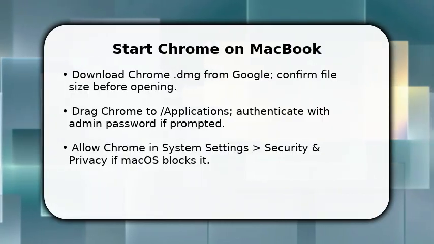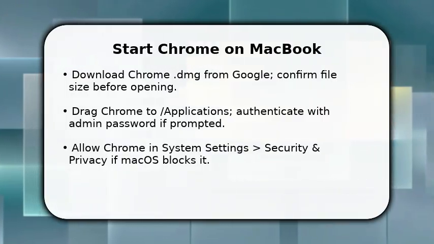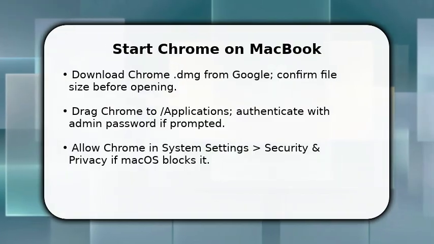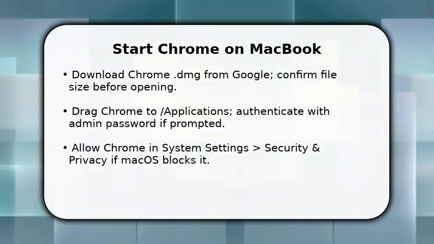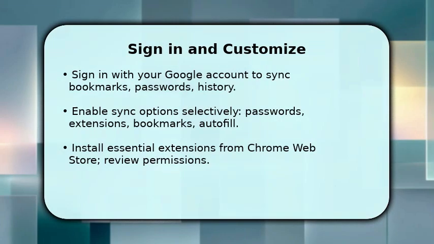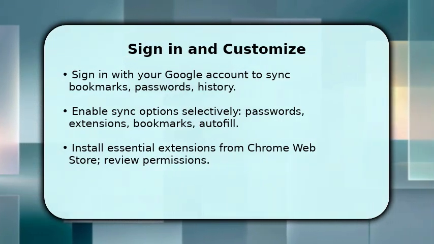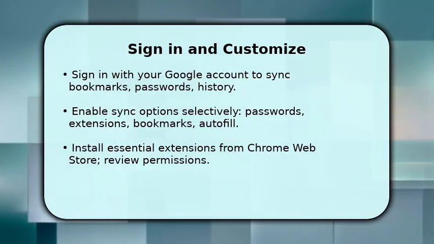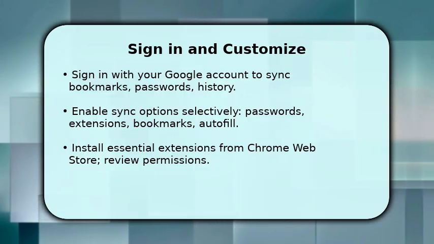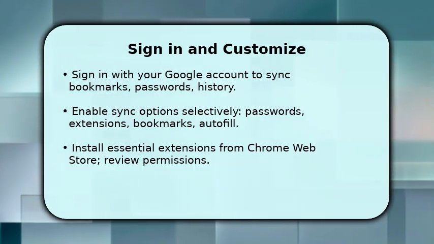Once done, launch Chrome from Applications or the dock so you can continue setup and avoid running out of the temporary installer. You should sign into Chrome to sync data across devices. This saves bookmarks, passwords, and history to your account. Once signed in, open Settings and choose Sync to select what you want, toggle passwords, extensions, and autofill individually.